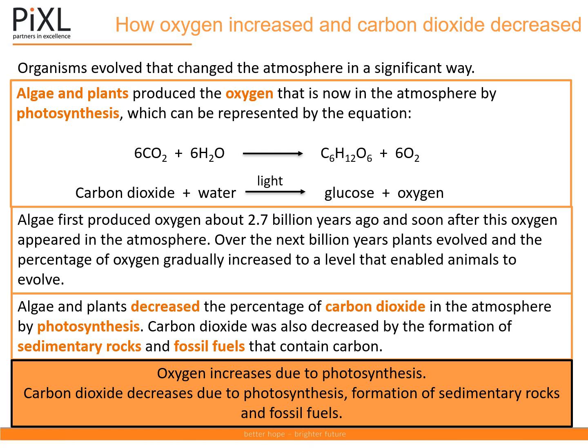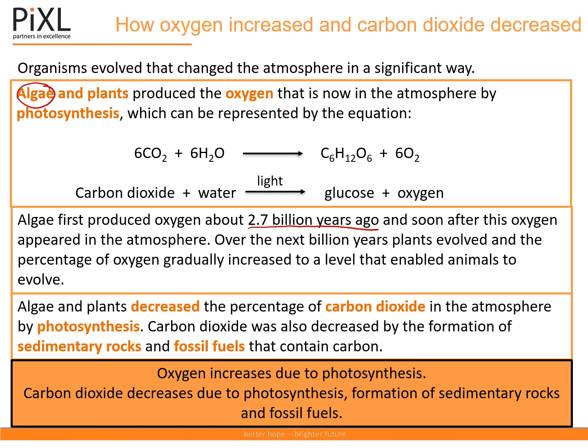So now we're looking at how oxygen appeared in the atmosphere. So we're looking at 2.7 billion years ago. This is when life evolved on Earth. And we're talking first of all about algae and plants. Algae are very simple photosynthetic organisms.